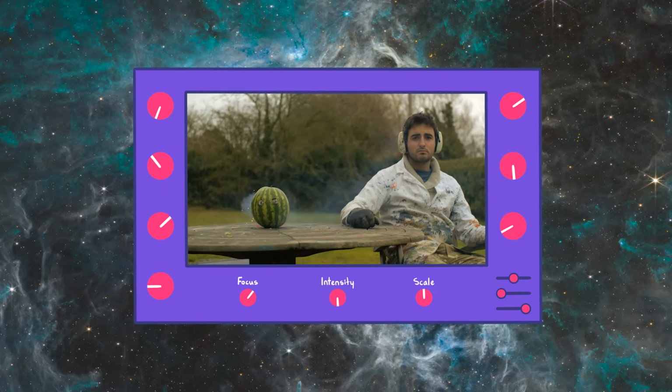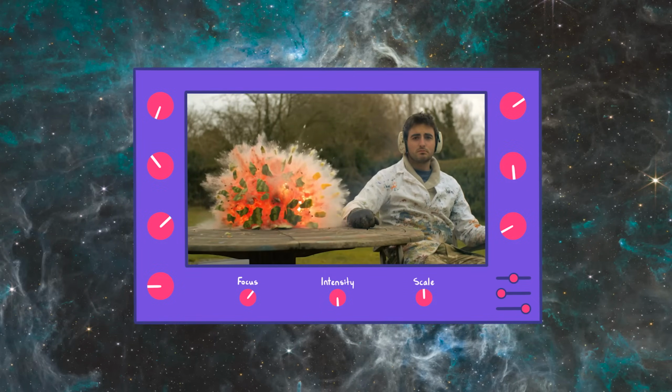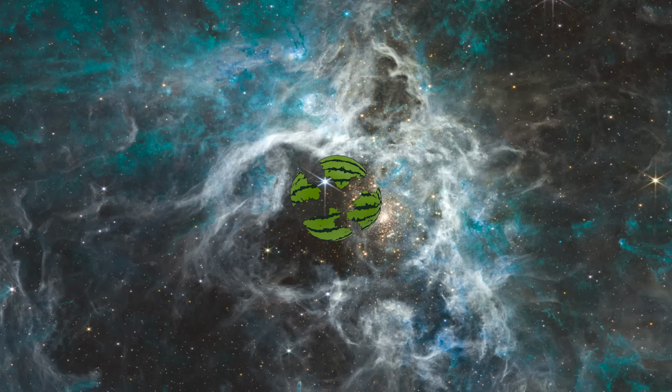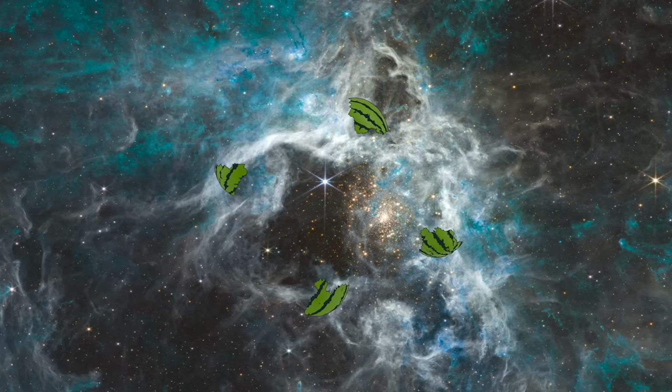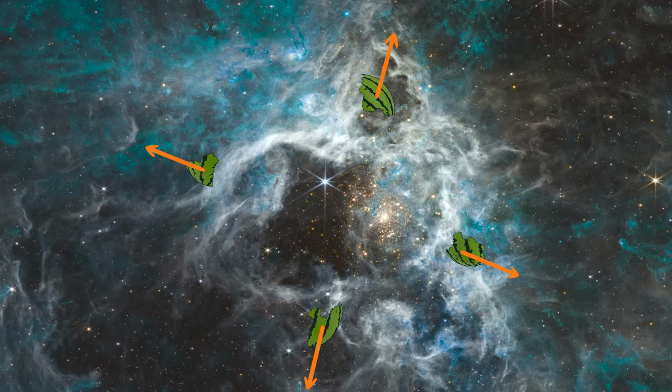This is a melon with no momentum. Moments after the melon explodes, let's ask the question, what is the momentum now? If the melon exploded in space with no forces to impede it, we could add up the momentums of every single piece and find that they add to zero.